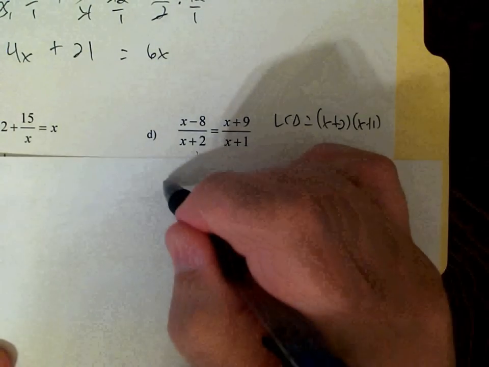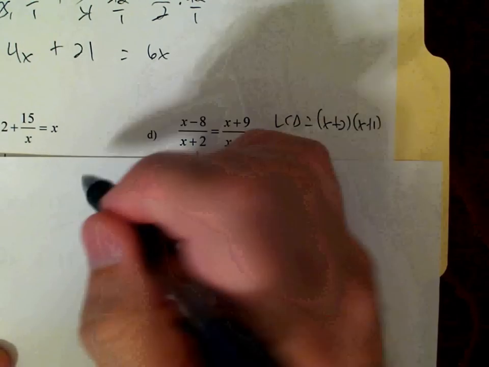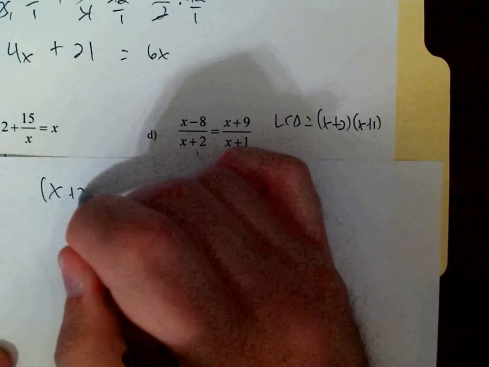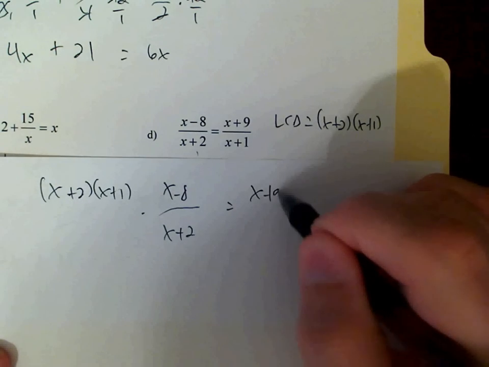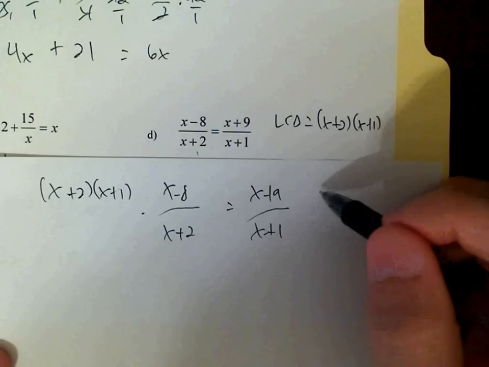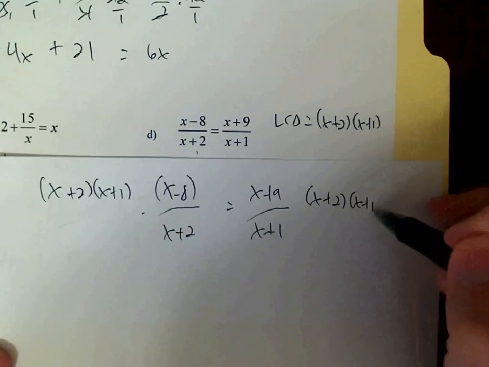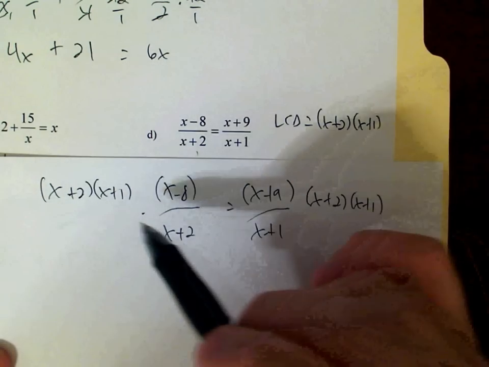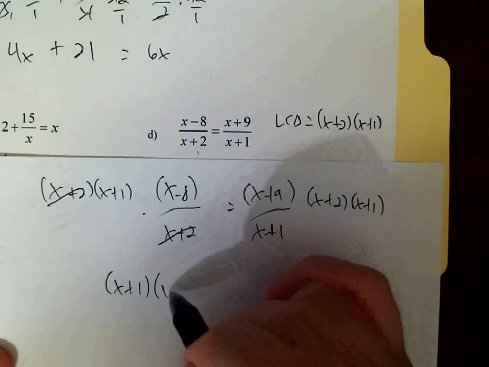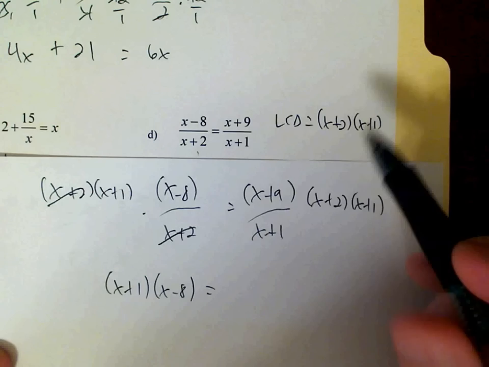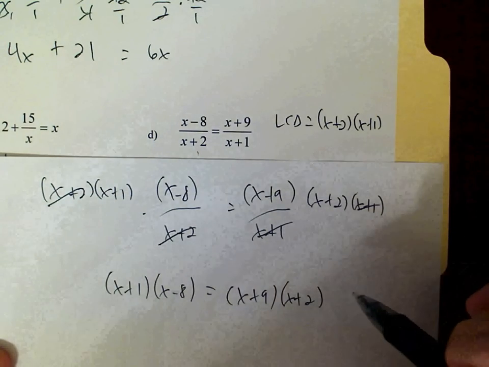Now I'm going to write down each fraction and multiply each fraction by the LCD, which is going to be x plus 2 times x plus 1. Yep, could be quite a bit of writing here, but that's okay. You do what you gotta do. Now let's see what happens. Over here, these x plus 2's cancel, and it leaves x plus 1 times x minus 8. On the second fraction, the x plus 1's cancel, and it leaves x plus 9 times x plus 2. Looks like a mess, but it's really not.